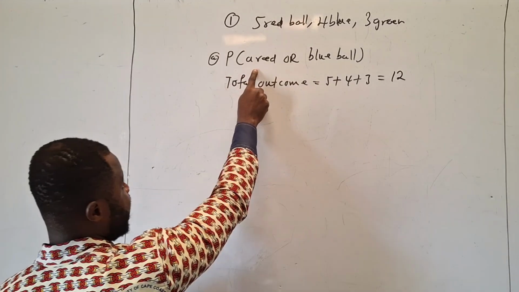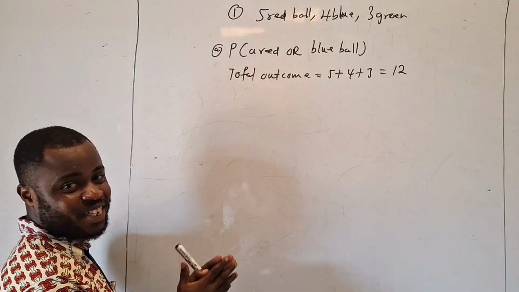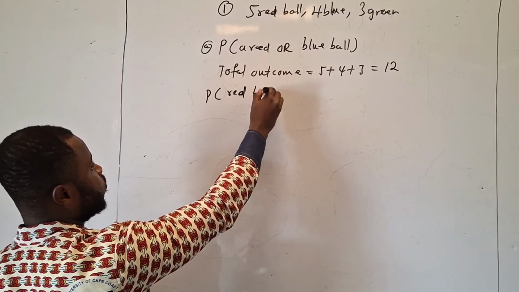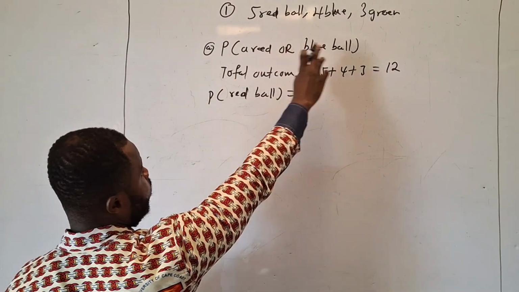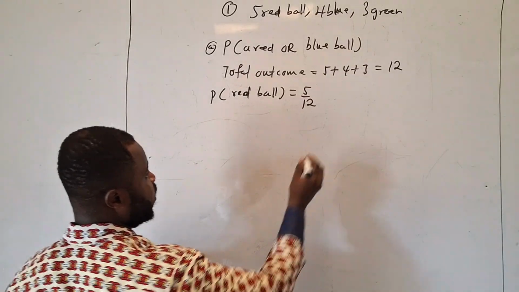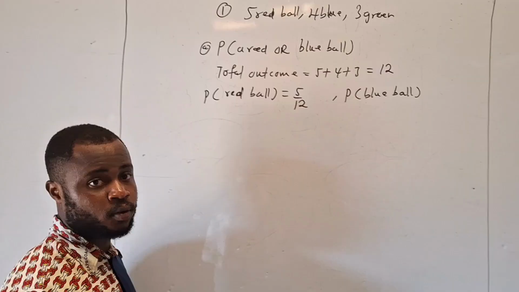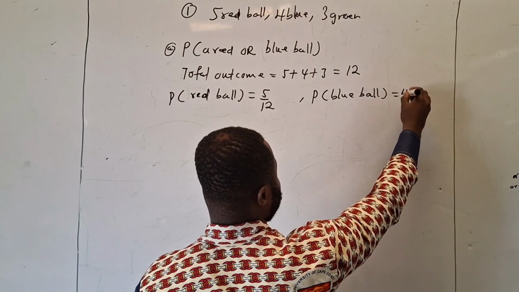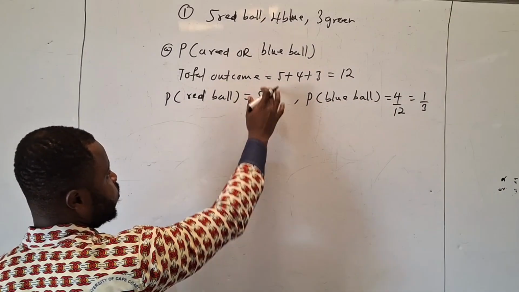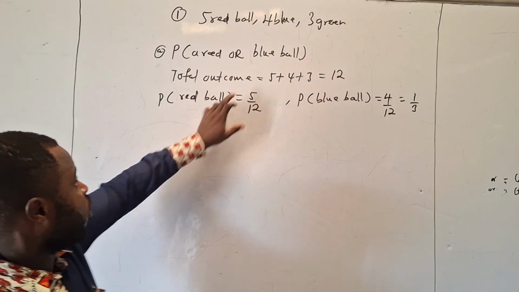Now, the question says a red or blue ball. So we are using the or, it means we are going to what? Add them. But you have to know the probability of obtaining a red ball. So probability of obtaining a red ball is going to be 5 out of 12. Then probability of obtaining a blue ball is also going to be 4 on 12, which will give us 1 on 3. I didn't simplify this because we can't simplify it. So you have to know the probability of a red ball, probability of a blue ball.